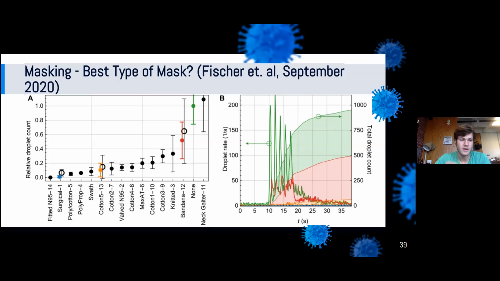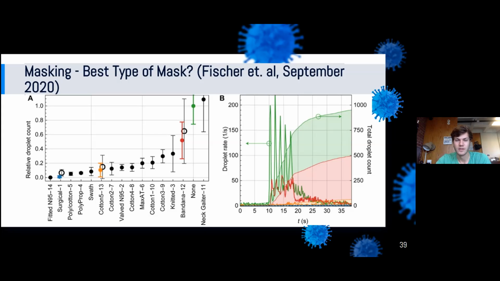And you see the N95 there is pretty good at mitigating the droplet count, as well as the surgical mask. And even all the cotton ones are very good compared to the control of none. You also see the bandana's not too bad, but nowhere near as good as the cotton or the surgical. And then you have the neck gaiter there, which I thought was really interesting because this data point has it above the no mask control, indicating that it might actually increase the spread.